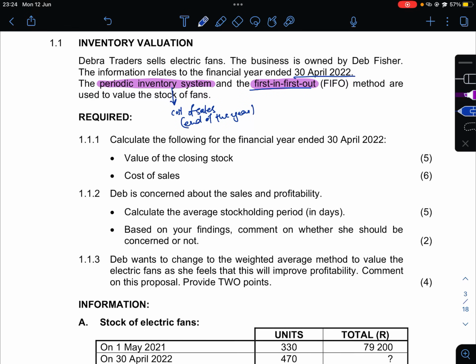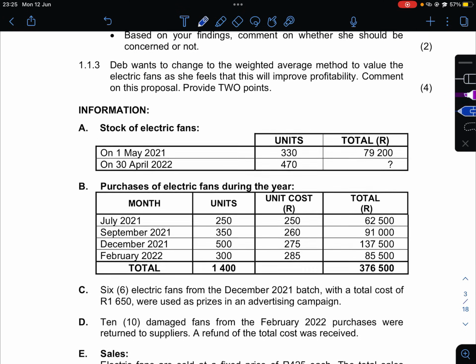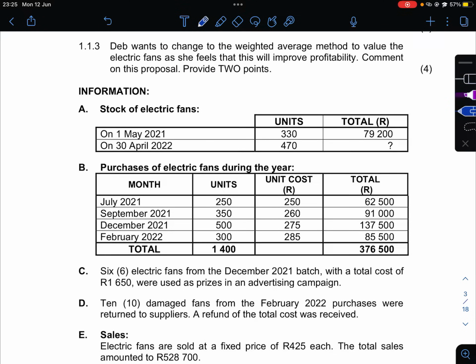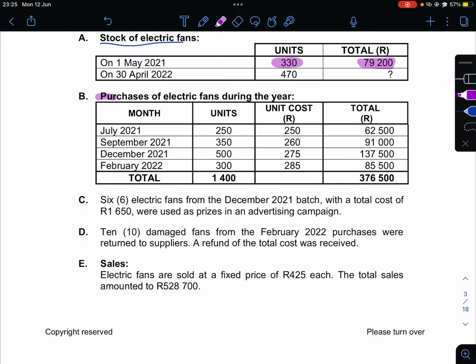Then question 1.1.1 says calculate the value, for the financial year ended 30 April, of the closing stock and the cost of sales. Looking at our information, you have your stock of electric fans on information A, where our opening balance was 330 units at 79,200, and then we had purchases of electric fans during the year. We have month, units, unit cost, and the total amount.